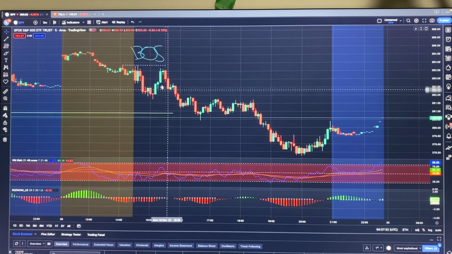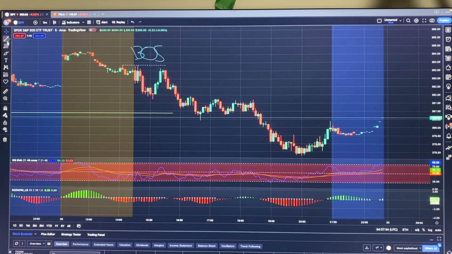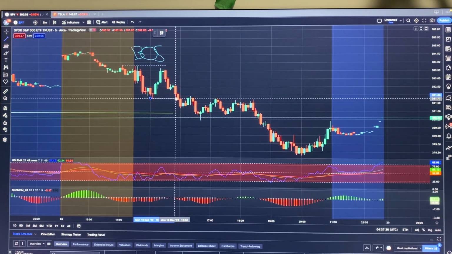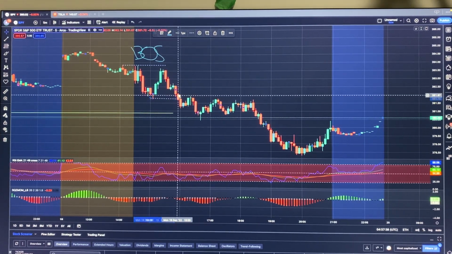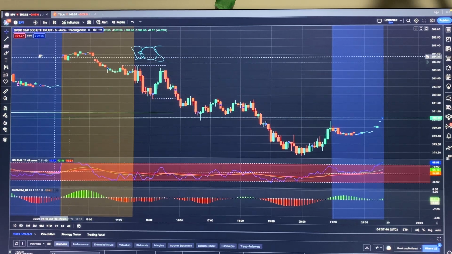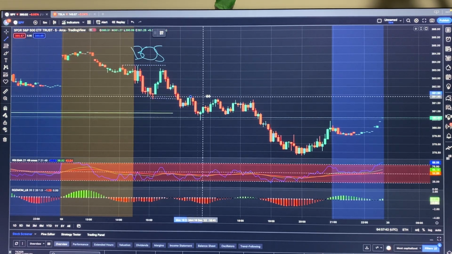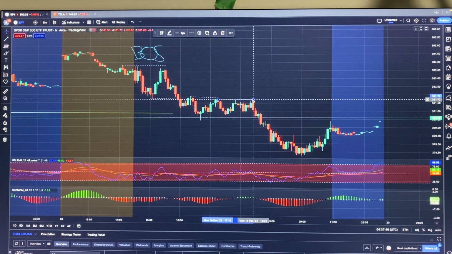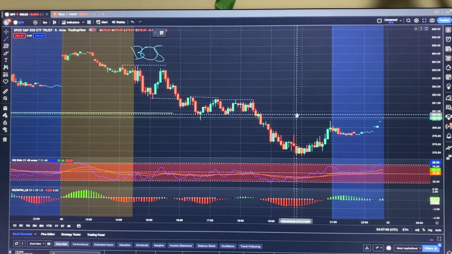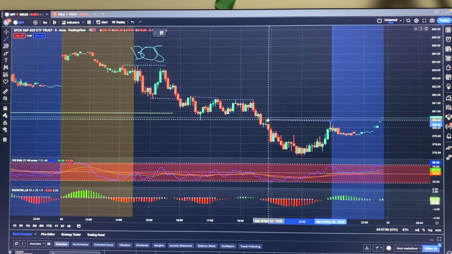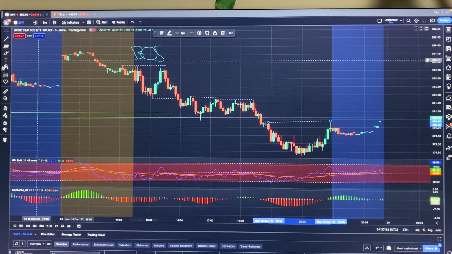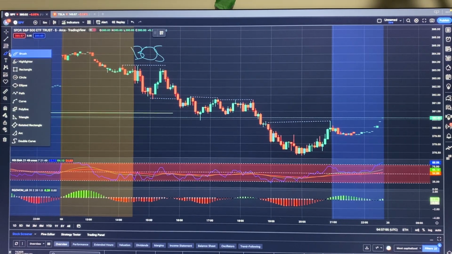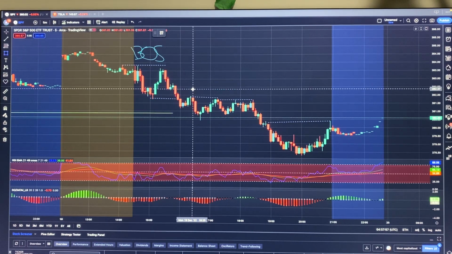It doesn't mean to hop into the trade right away, but right here we have another break of structure, break of structure right here. I'm just gonna mark all the break of structures. Break of structure right here, break of structure right here. Okay, I'm gonna mark some supply and demand zones.